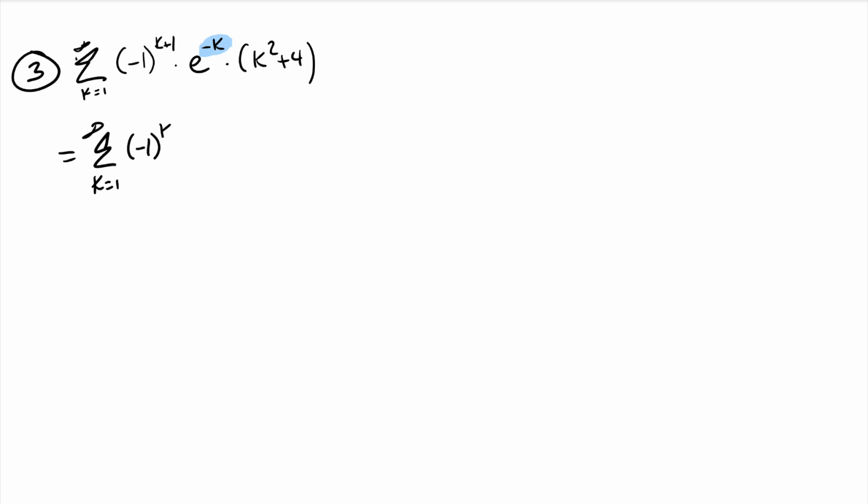We got negative 1 to the k plus 1. I like to just leave that out to the front. We got k squared plus 4 over e to the k. I'm going to separate those two things out. That negative 1 to the k plus 1, cool story, we're going to ignore you. You're not even going to be part of this.